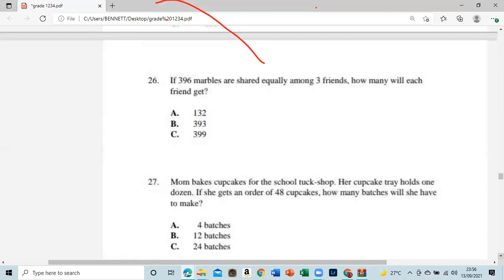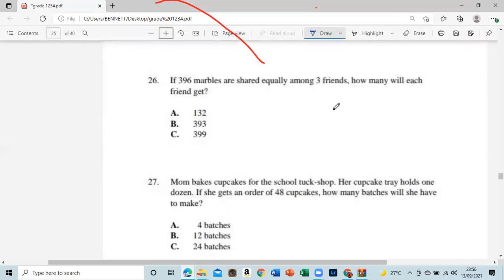If 396 marbles are shared equally among 3 friends, how much will each friend get? Alright? So the answer is 132. I divide, so 3 into 3 is 1. 3 into that, and 3 into that. I'm going to do some long division.